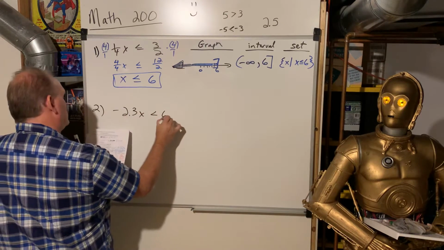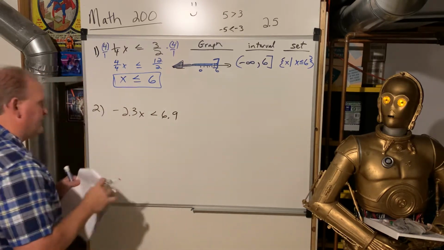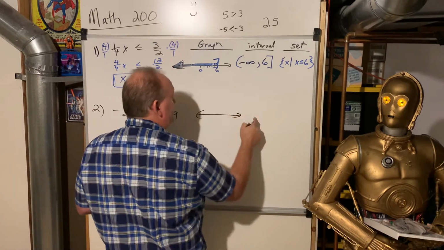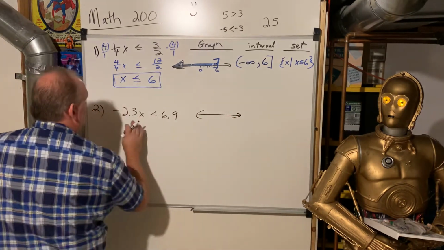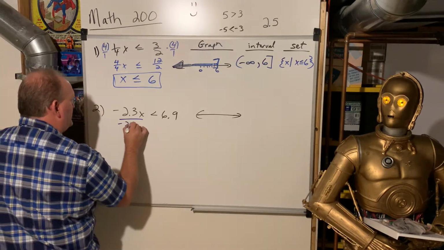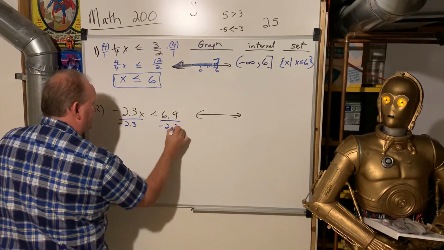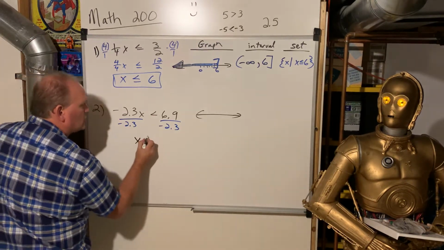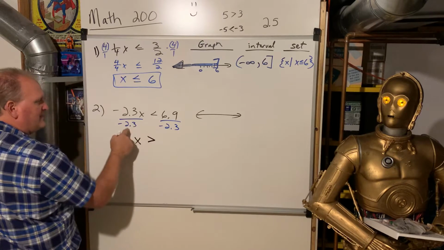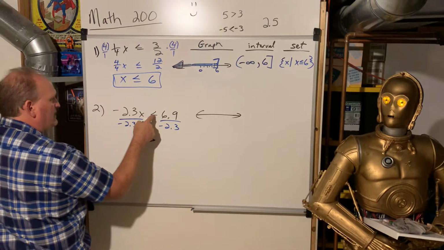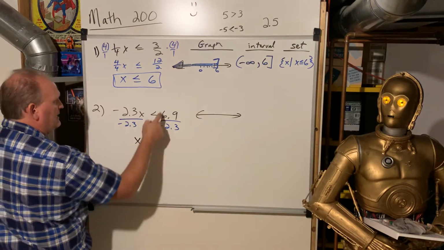-2.3x is less than 6.9. And we're going to do the graph and the interval and the set, all right? So this time I'm going to divide both sides by -2.3. And we're going to have x is greater than, because I'm dividing both sides by a negative, I flip the sign. So that less than becomes a greater than sign.